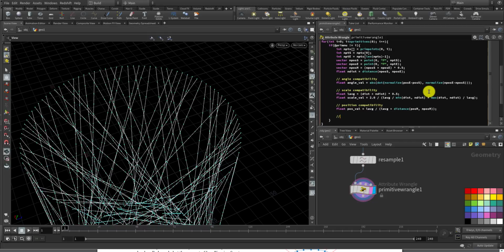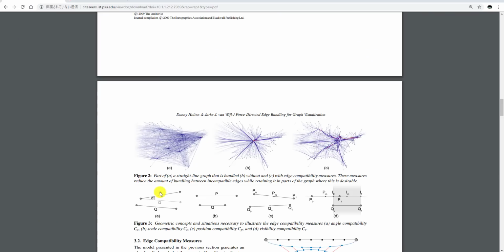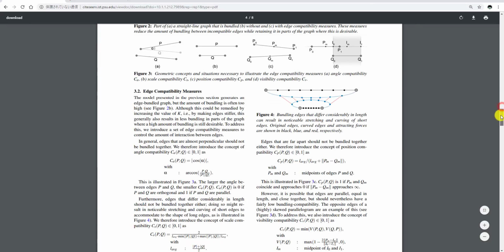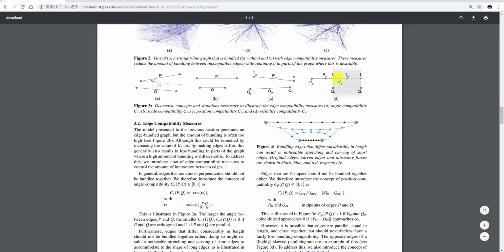Now last of all, this will be the visibility compatibility, which is a bit longer, it takes longer to calculate. First off, let's look at the paper, how it's calculating it. So you have these two lines. The P means the source line and the Q means the target line.